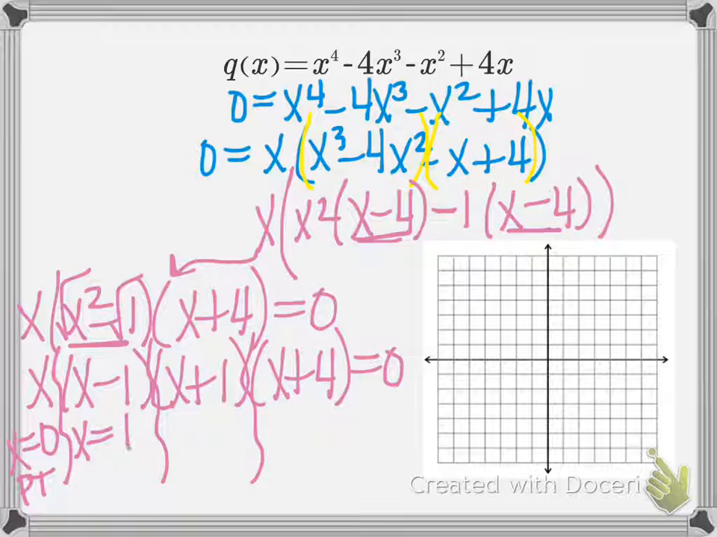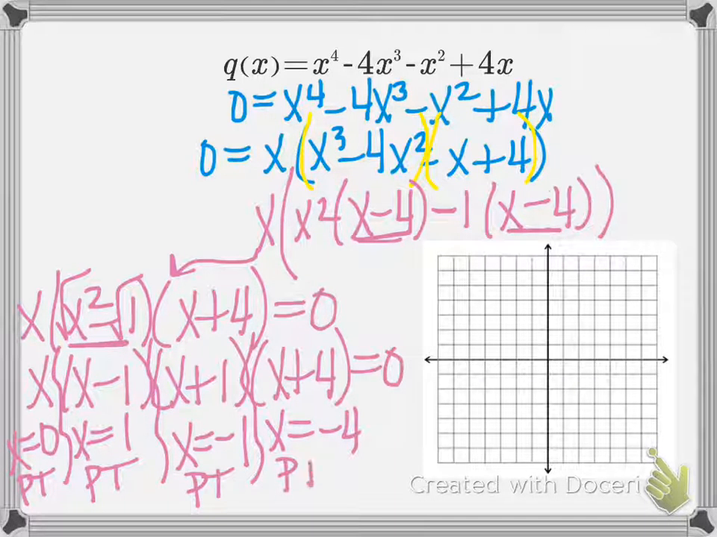Here, I'm going to get x is positive 1. Again, that's a pass-through. This third factor is going to give me a root of -1. Another pass-through, and finally a root of 4. So these are all pass-throughs. So you have 4 distinctly different roots, and your graph is just going to go through all of them one time. So I'm going to go ahead now and label my function before I start graphing.